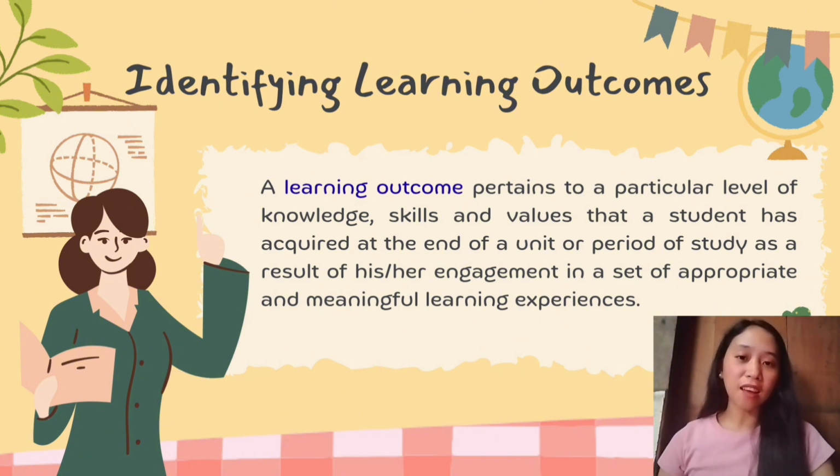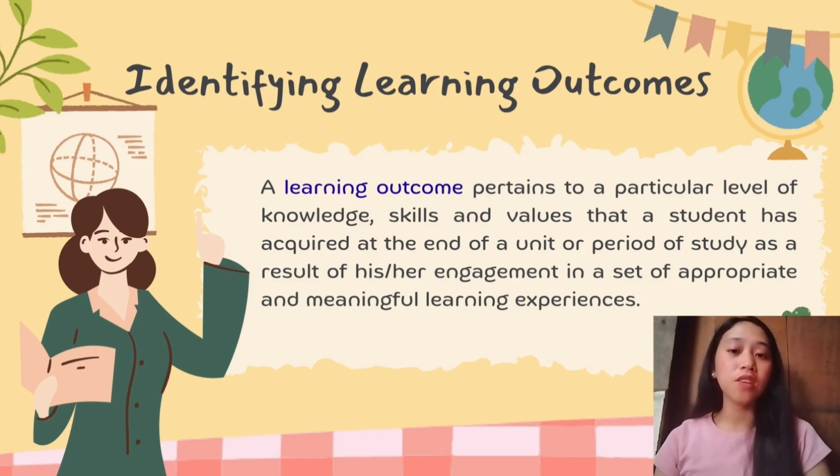Now, let us discuss learning outcome. What is learning outcome? A learning outcome pertains to a particular level of knowledge, skills, and values that a student has acquired at the end of a unit or period of study as a result of his or her engagement in a set of appropriate and meaningful learning experiences. The knowledge, skills, and values the student acquires after the lesson are called the learning outcomes.